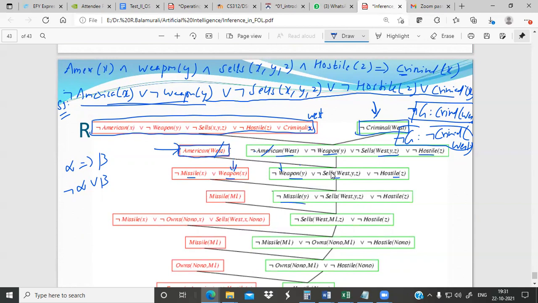When you cancel out, not missile of X also joins here. So we get not missile of X or not sells West comma Y comma Z or not hostile of Z. Now again in the knowledge base we have a statement which says that M1 is a missile.